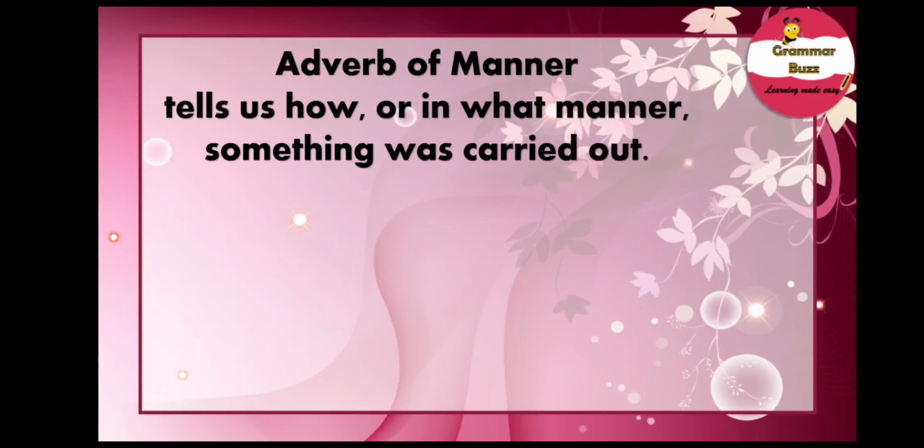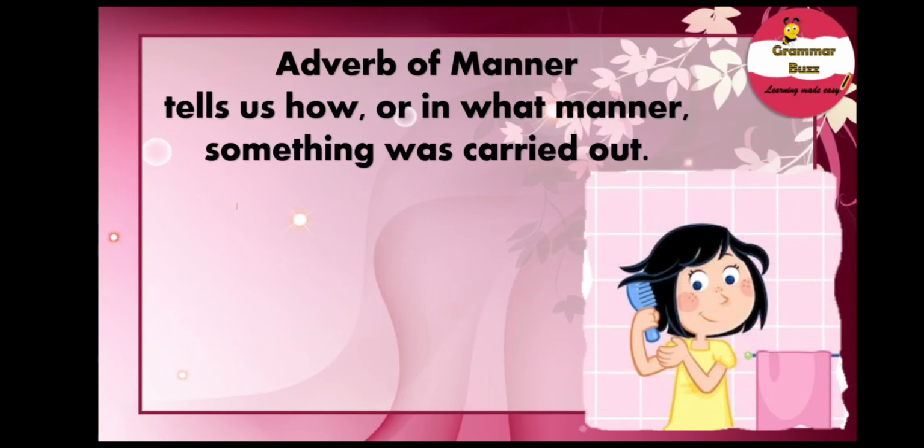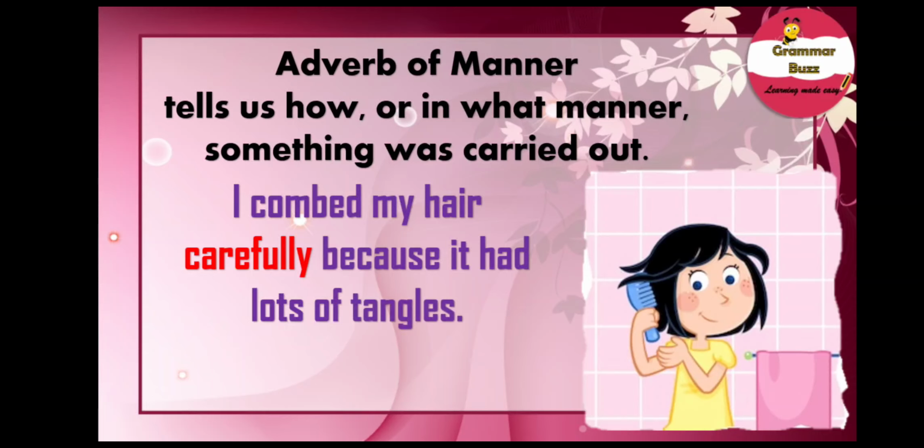So, adverb of manner tells us how or in what manner something was carried out. They mostly modify verbs and can often be found at the end of a clause. This category comprises the most common adverbs, the ones that end in ly. Okay, time for an example. And our example sentence is, I combed my hair carefully because it had lots of tangles.